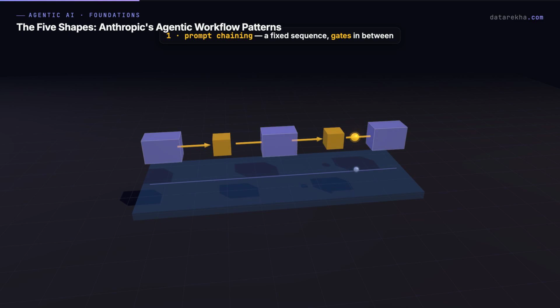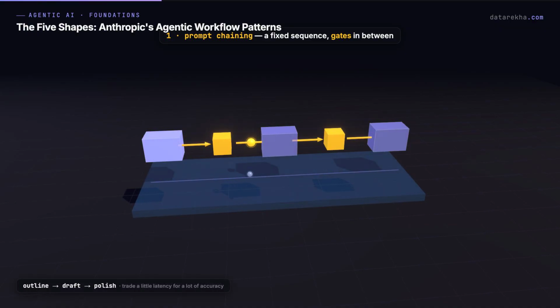Pattern 1, prompt chaining, a fixed sequence of calls where each call processes the previous output with programmatic gates in between. Outline, then draft, then polish. You trade a little latency for a lot of accuracy, and you know exactly how many calls happen.